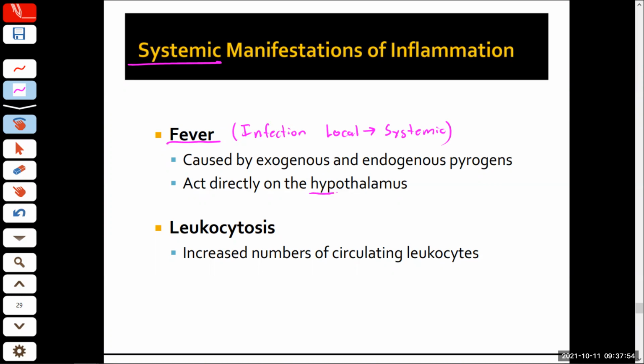We'll talk about the brain a little bit, but for now, your hypothalamus, that's the part of the brain that controls your body's temperature. That's your internal thermostat.